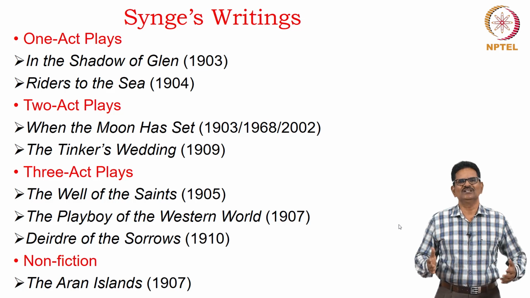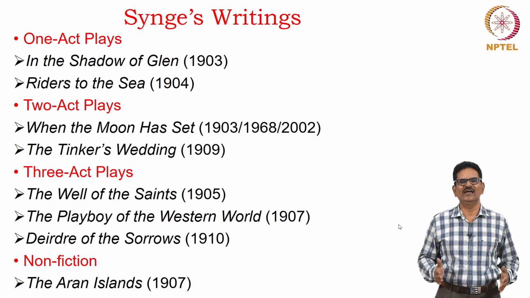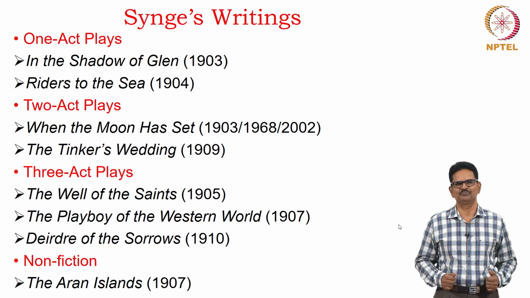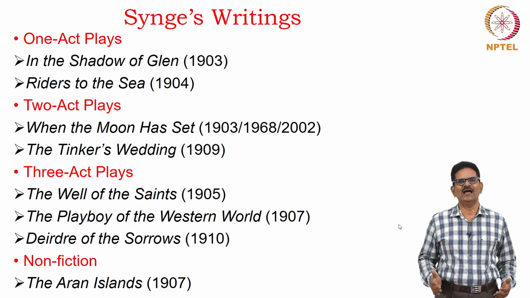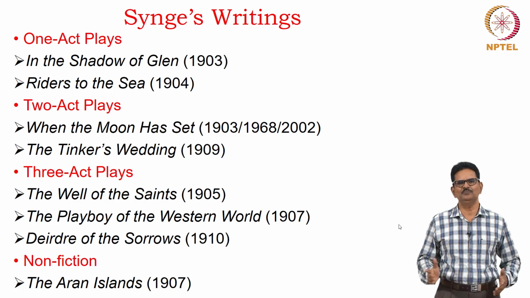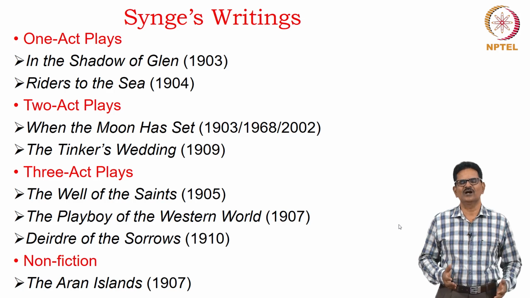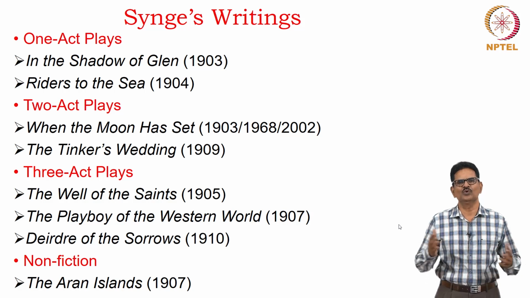Let us now come to the three-act plays. The Well of the Saints, the Playboy of the Western World. This is considered to be the masterpiece of John Millington Synge. And lastly, we have Deirdre of the Sorrows. And lastly, we have non-fiction writing in the form of a prose collection, that is the Aran Islands. It has many parts. Synge found many of the sources of his writing from the Aran Islands, from his own experiences.